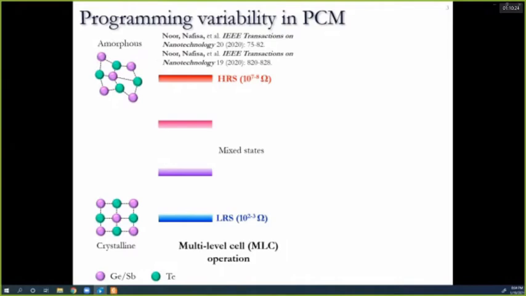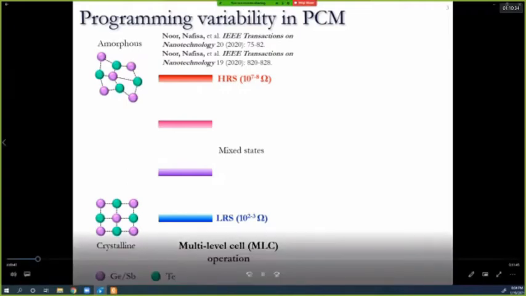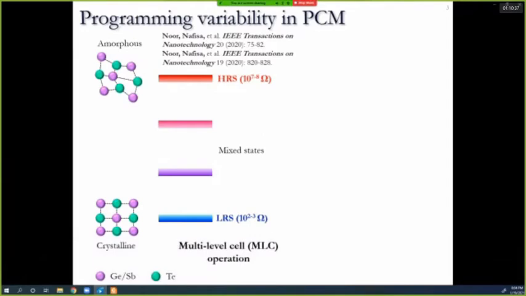Now, how do we get the intermediate states? In order to achieve the intermediate states, sometimes we may need to start from the LRS and gradually reset the cell so that we can stop somewhere at the intermediate states. Say, for example, if we start from 10 to the power 3, or 1 kilo ohm, and we want to go up to 10 to the power 5, which is 100 kilo ohm, then instead of applying one single high amplitude reset pulse, we can apply gradually increasing smaller reset pulses so that the resistance increases gradually. And as soon as we reach our desired resistance level, we can stop pulsing. So that is one popular way to go to the intermediate states from the LRS.